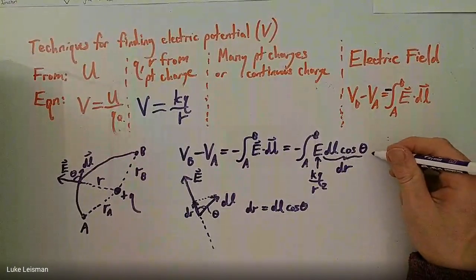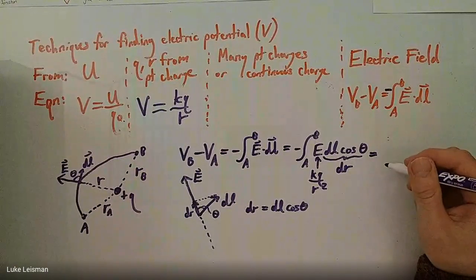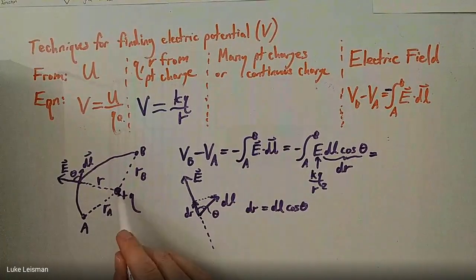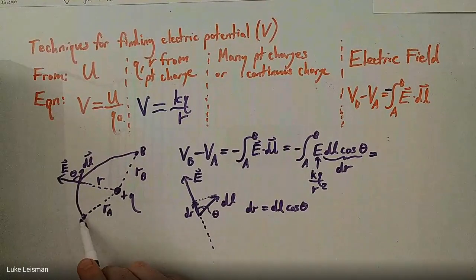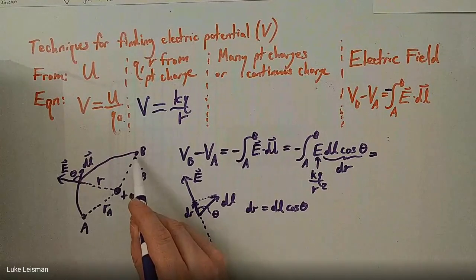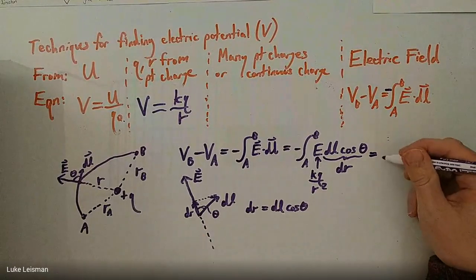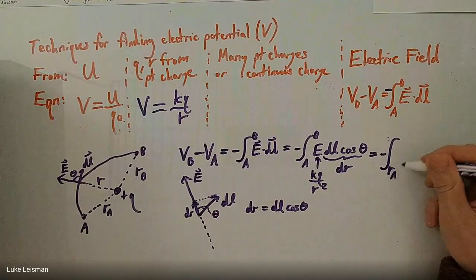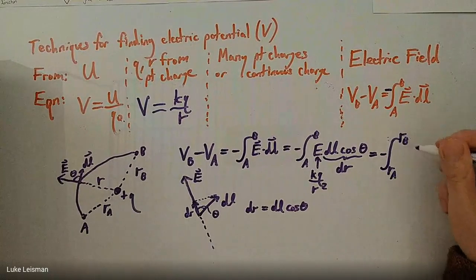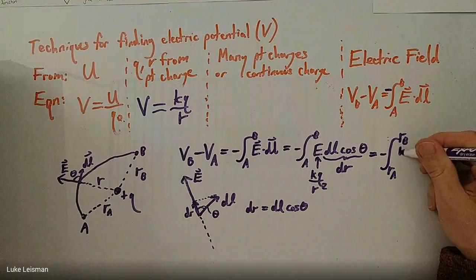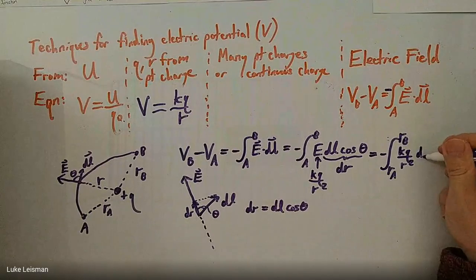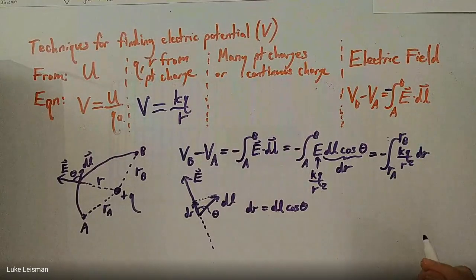And so now we can rewrite our integral as an integral over radius, over the distance we are away from Q. We can start at RA, some distance away, and end at RB, some other distance away. So let's write that down. It's minus the integral from RA to RB of KQ over R squared dr. There we go.